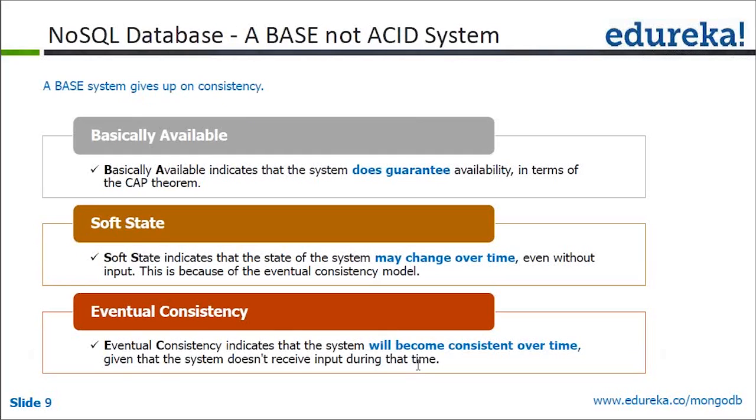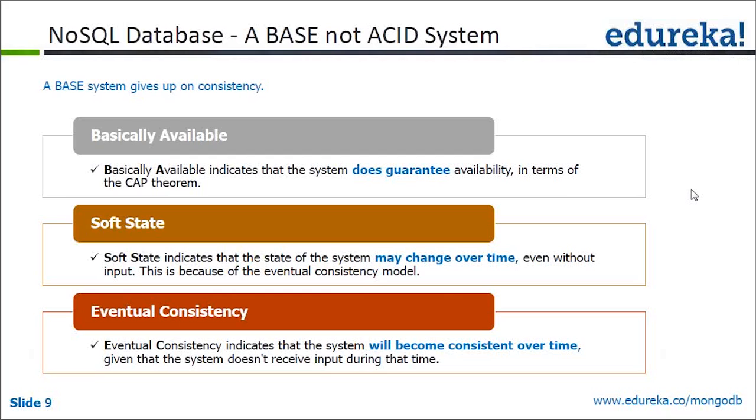So coming from this CAP theorem, all these NoSQL technologies, specifically MongoDB, don't guarantee full ACID transactions, but what they guarantee is BASE transactions. What is BASE? It will tell you that it will be basically available, so it does guarantee availability in terms of the CAP theorem. Somehow it will be basically available. Soft state indicates that the state of the system may change over time even without any input. How can your state change without any input?